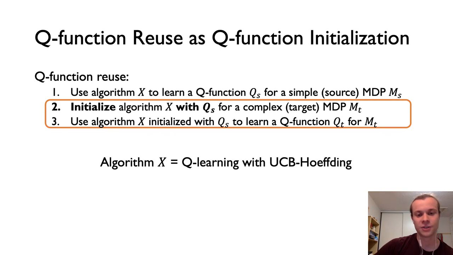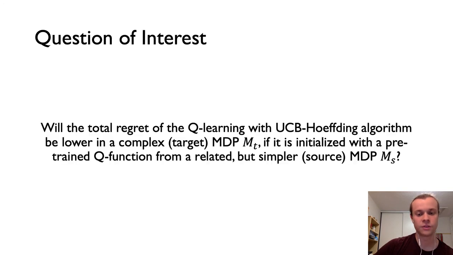Also, I want to highlight that algorithm X is the Q learning with upper confidence bound Hoeffding algorithm that we just discussed earlier. In our work, we focus on just steps 2 and 3. We assume that we're given some initialization, Q of S. I'll discuss the assumptions we make on this initialization, and then based on that, how well do we do on steps 2 and 3? Does some initialization, based on our assumptions, help with learning?